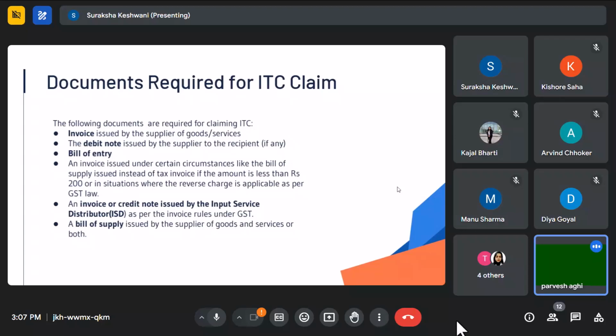Of course, on custom duty you're not eligible for GST, but on IGST, which you're also going to pay along with the custom duty, the IGST portion will be on that. The ITC, input tax credit, is available to you.